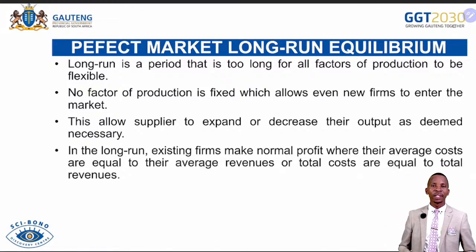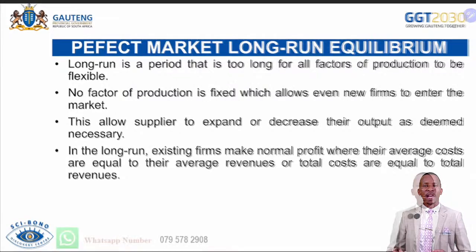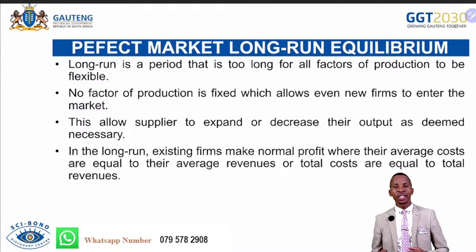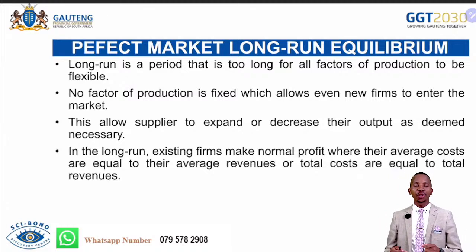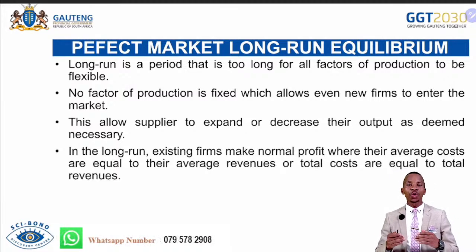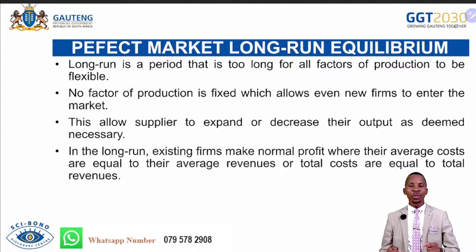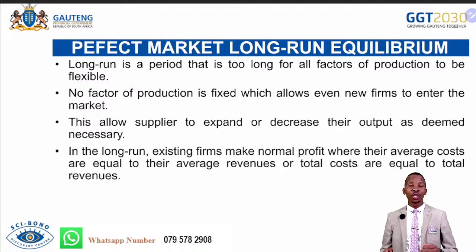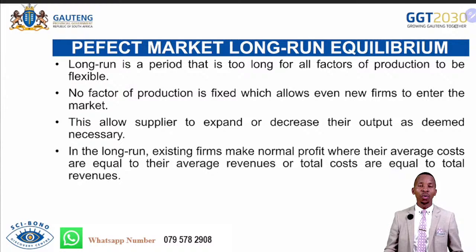Why do they make normal profit? They make normal profit because the competition within the market increases. As new firms enter the market, the market share decreases for existing firms. The decrease in market share results in existing firms not making the profits they used to make before. As they share consumers between themselves and new firms that have just entered the market, profits will be reduced, and that will lead the existing firms to make the normal profit. That is the condition where total revenues are equal to total cost, or average revenues are equal to average cost.